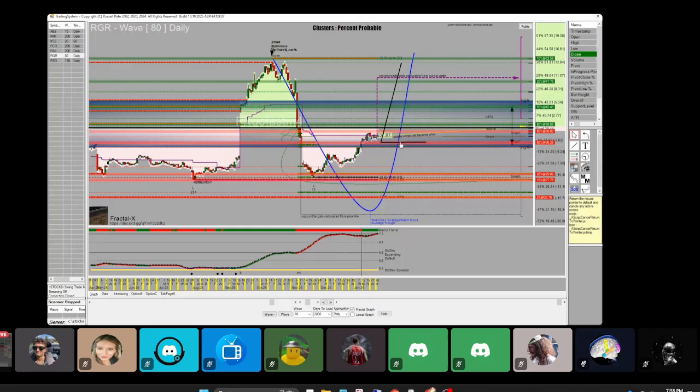This black line right here would be like my entry, somewhere in there would be ideal. And then the target is up here, 52.59, which is a big run, but these stocks can pull this off. Not just RGR here, but SWBI, Smith and Wesson too. Go ahead.